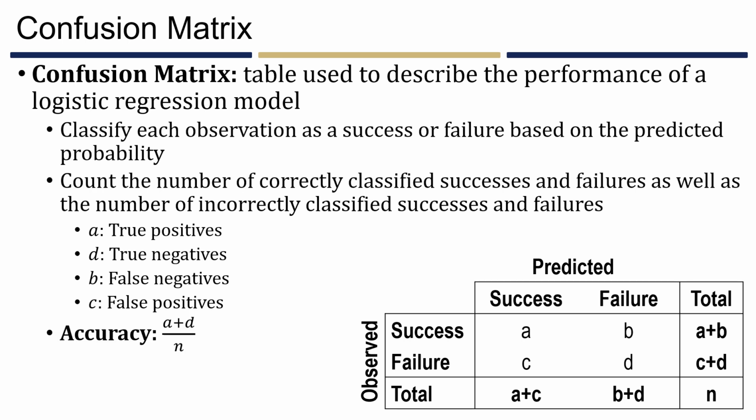In the end, we can calculate the accuracy of the model by taking the total number of correctly classified observations, which is A plus D, and dividing by the total number of observations altogether, which is N.